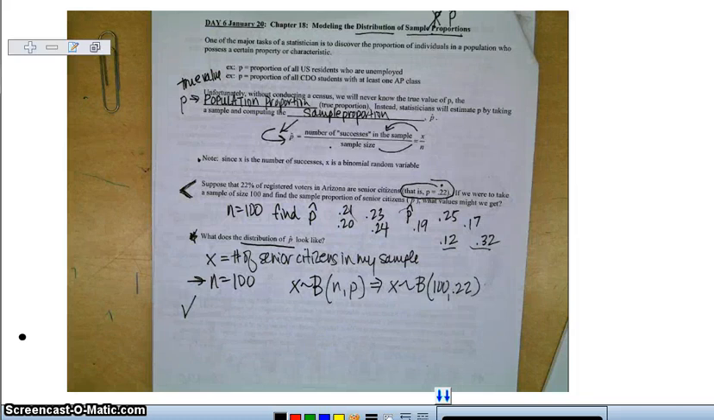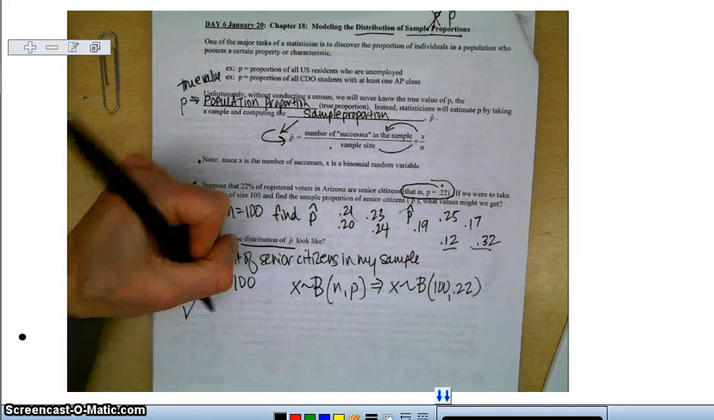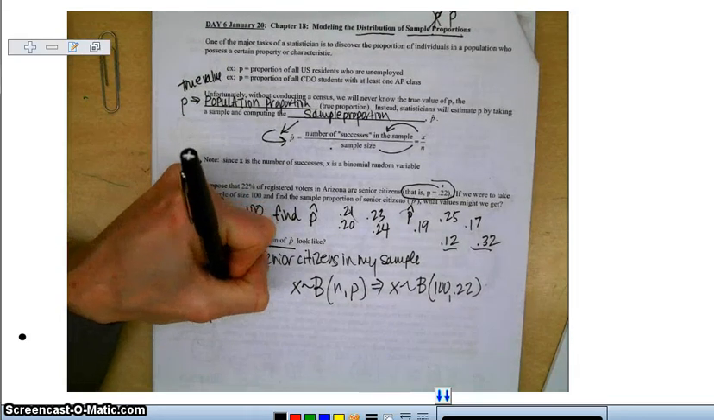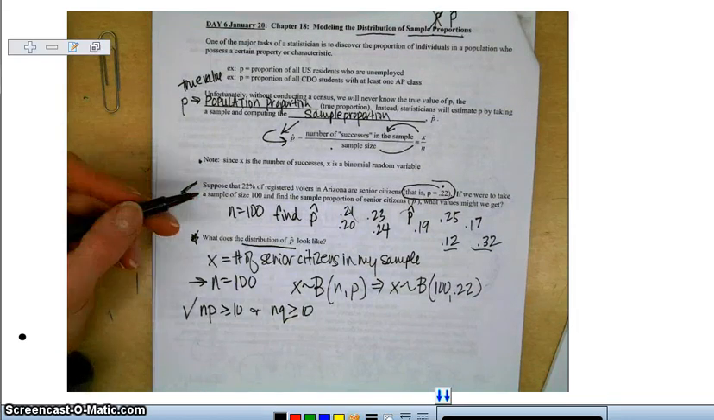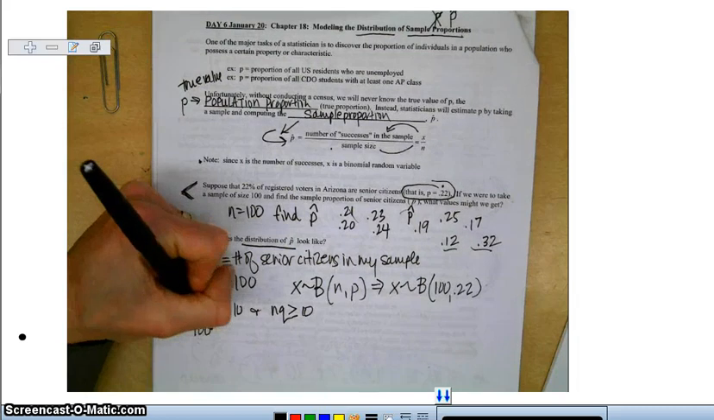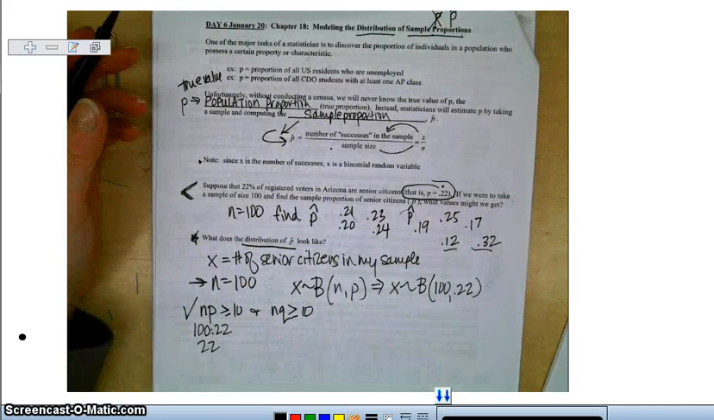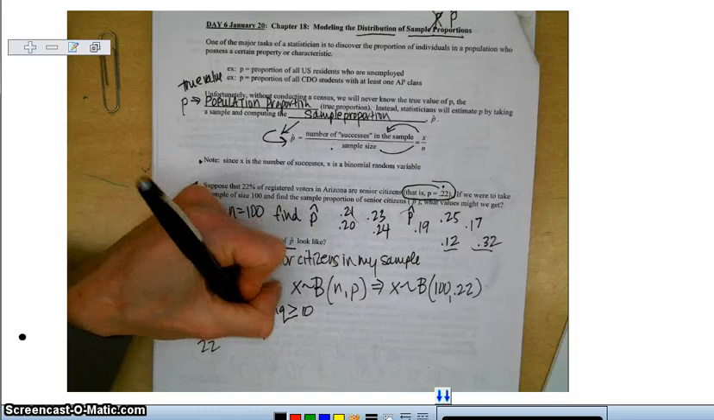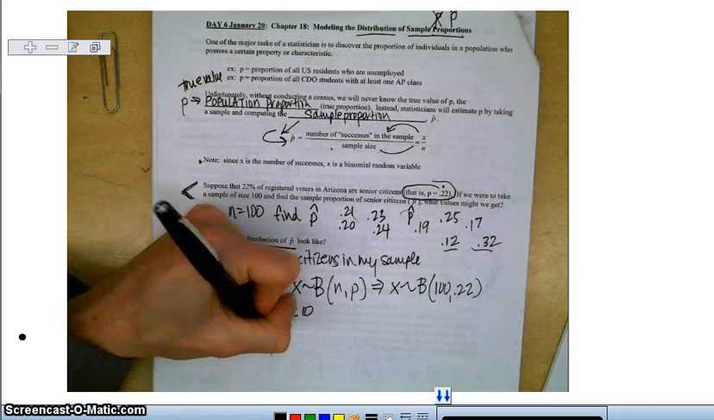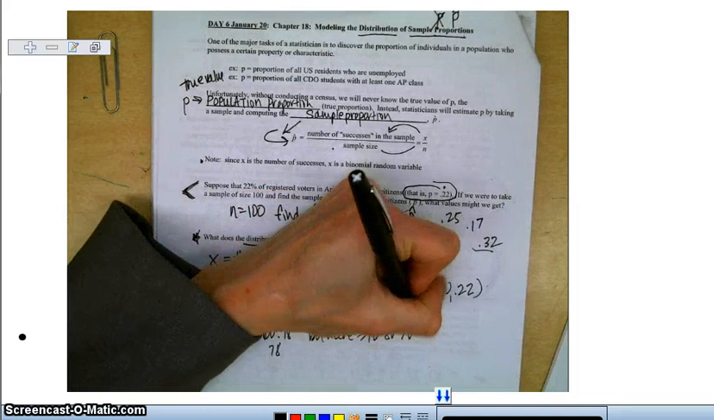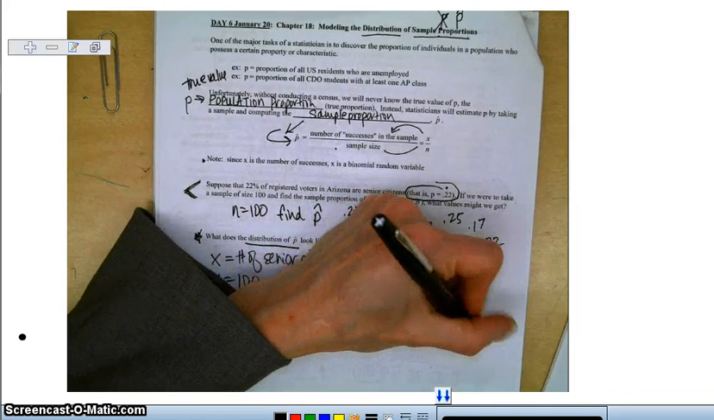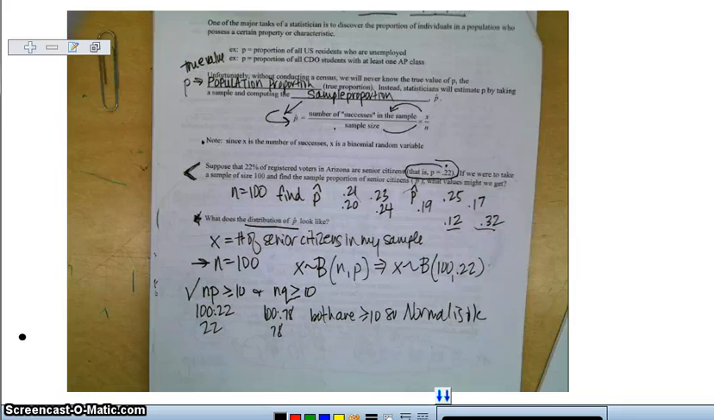Well, we don't know much about p hat right now, but what I do know is that I could change this into a normal distribution. For a normal distribution I would have to check that n times p is greater than or equal to 10, and n times q is greater than or equal to 10. That's just to see if the normal model is appropriate. So n times 0.22 is 22, which is greater than or equal to 10. And 100 times 0.78, which is q, is 78, so both are greater than or equal to 10, so normal is okay.